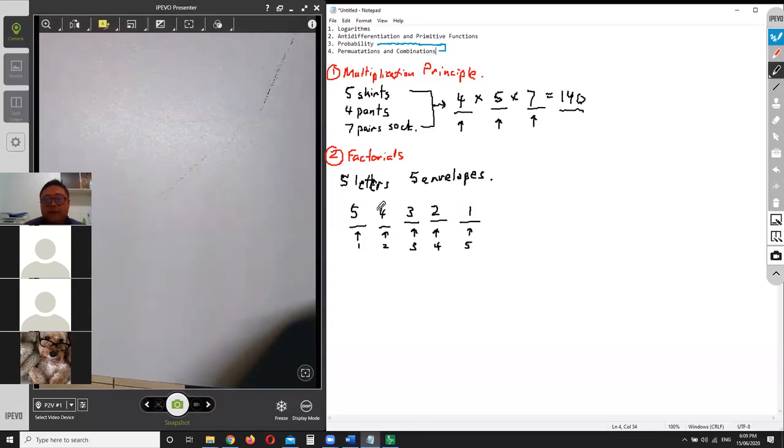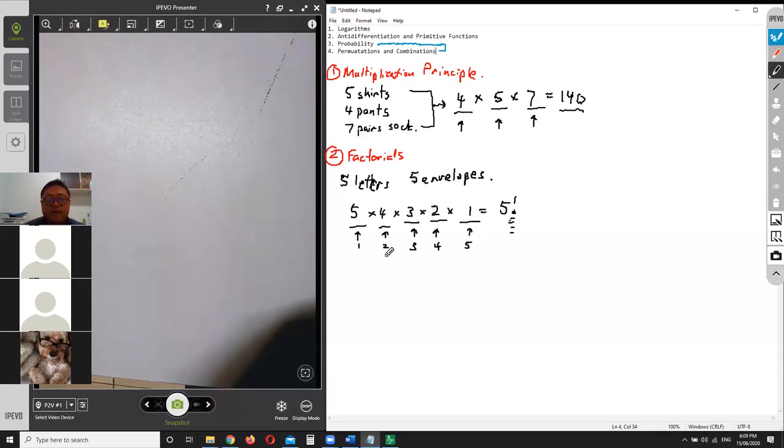Reef, you're okay with this? Yep. 5 times 4 times 3 times 2 times 1, right? That is what we call 5 factorial. Factorial just means you multiply every single whole number, starting with the number that's in front of the factorial, descending by 1 until you get to 1. 5 times 4 times 3 times 2 times 1. Does that make sense? Yeah.